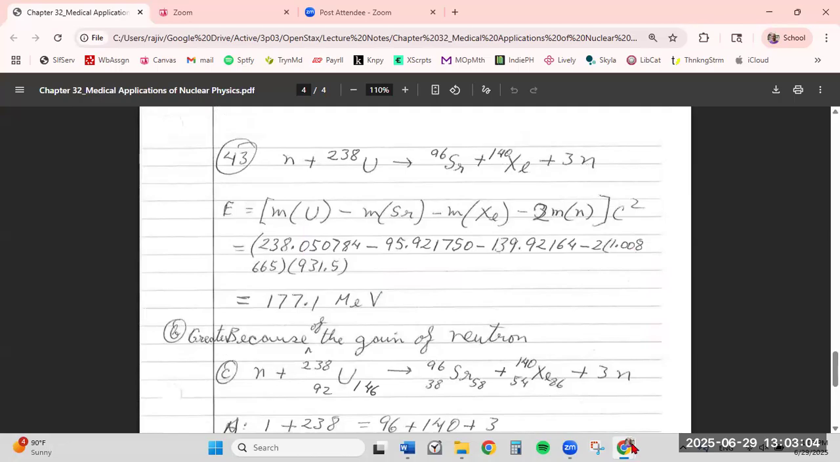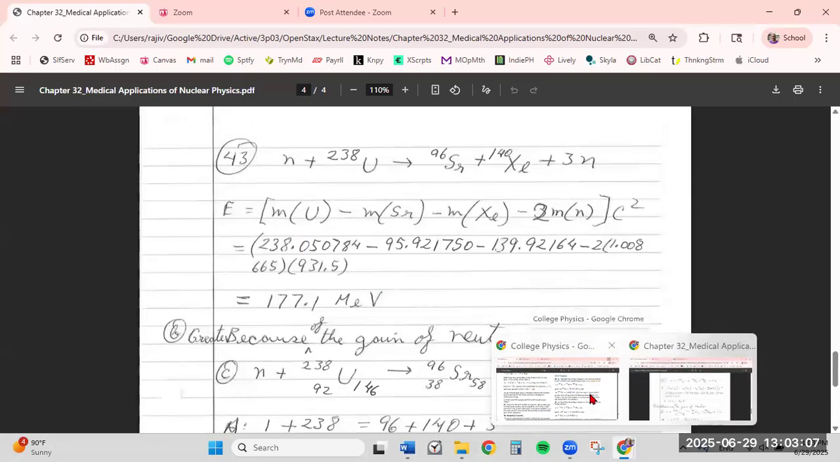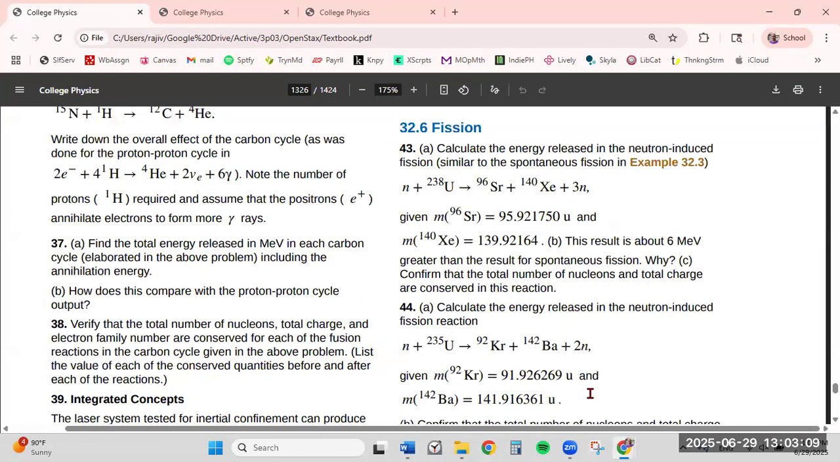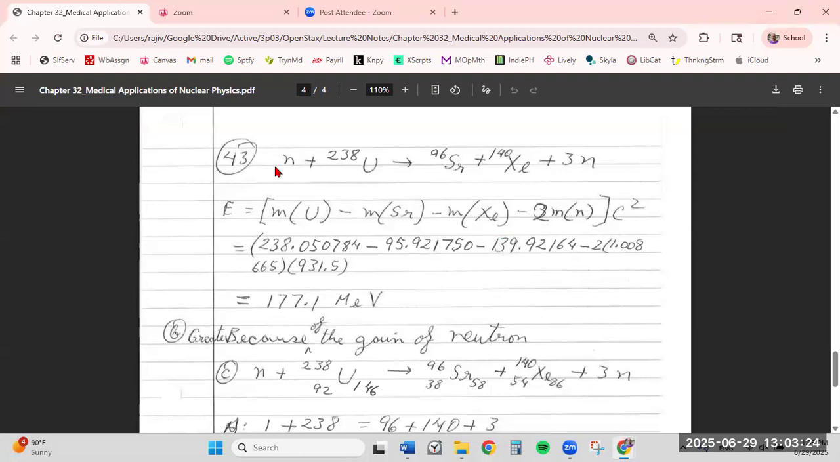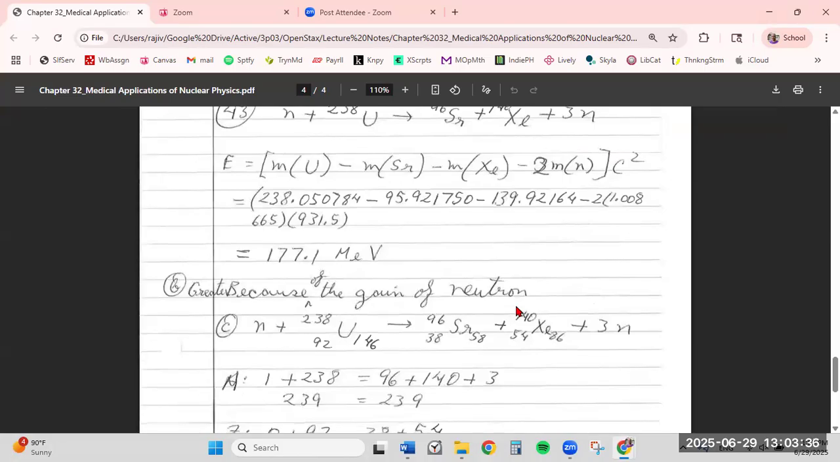The question was, this result is about 6 MeV greater than the result for spontaneous fission. So in spontaneous fission, there won't be a neutron coming in from the outside. The nucleus would break apart on its own. So because of this additional neutron in the picture, you get a larger energy.